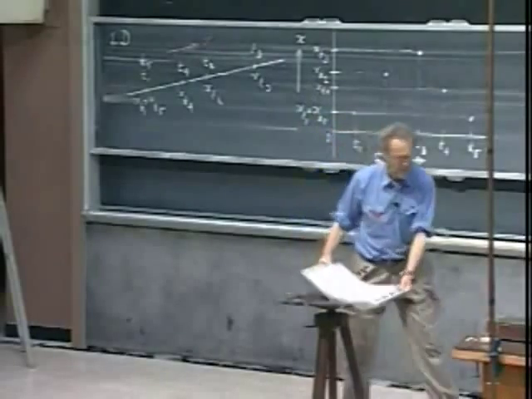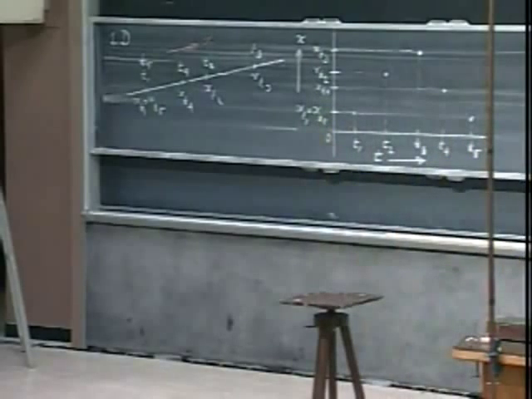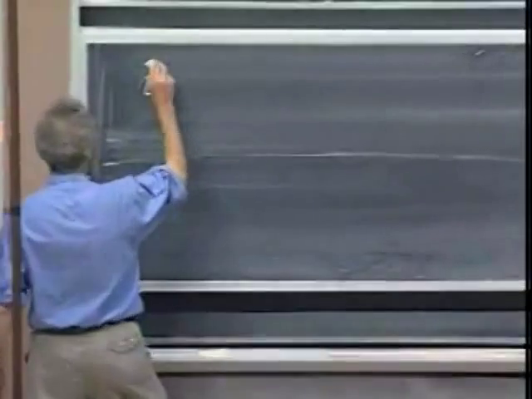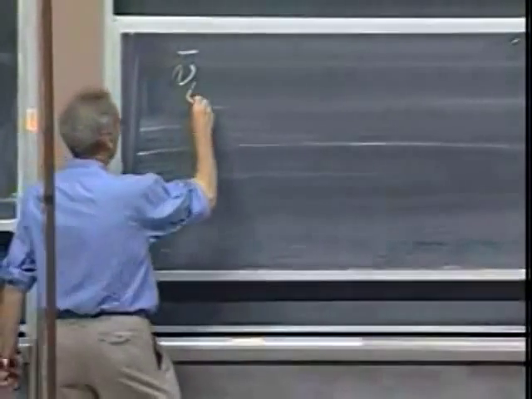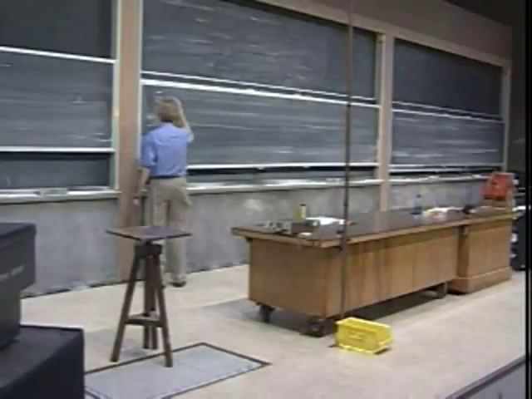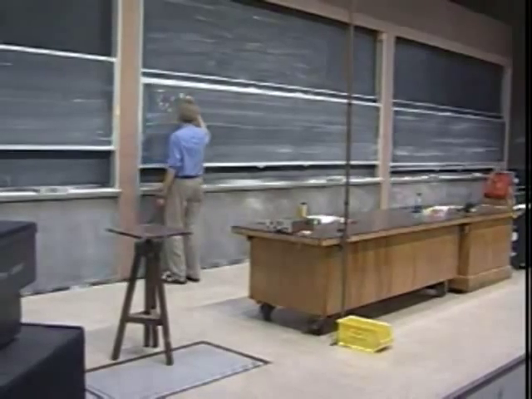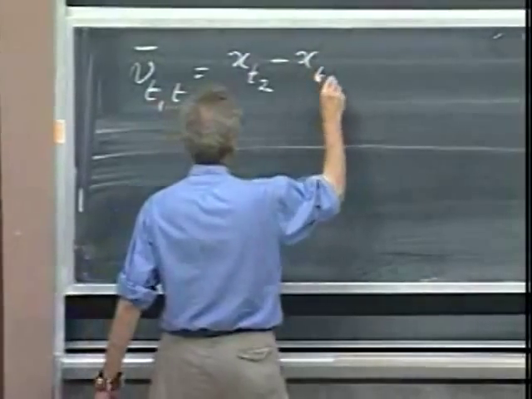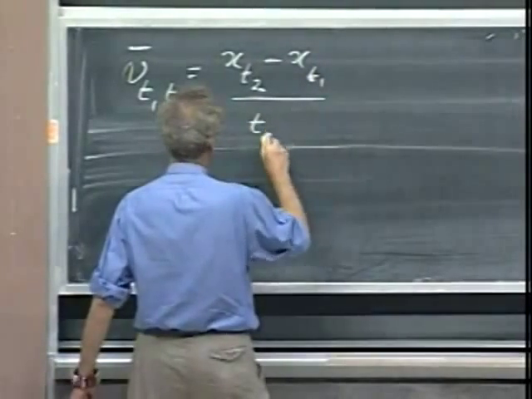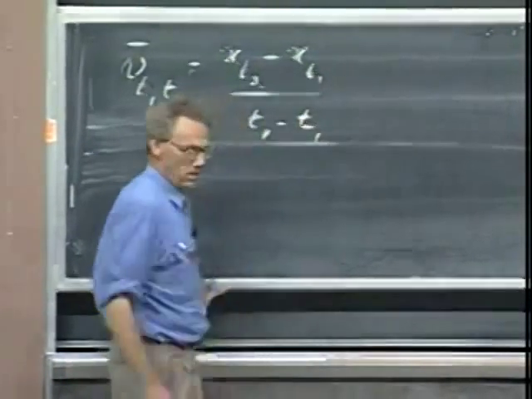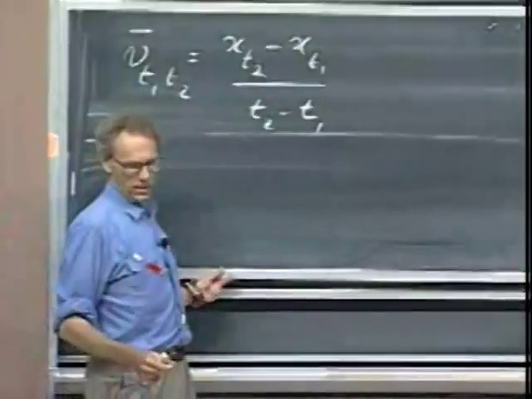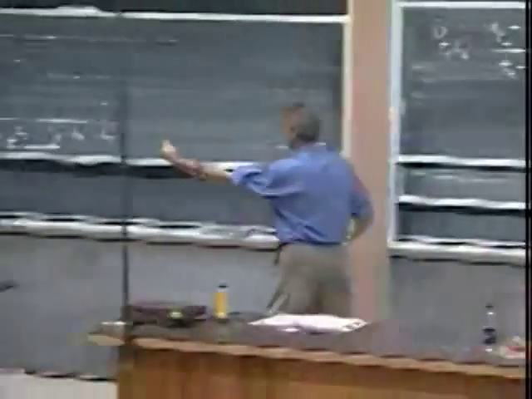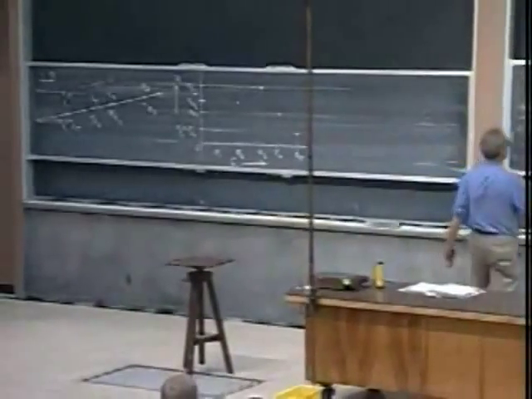Now we will introduce what we call the average velocity. I put a bar over it, that stands for average, between time t1 and time t2. That we define in physics as x at time t2 minus x at time t1 divided by t2 minus t1. That is our definition.